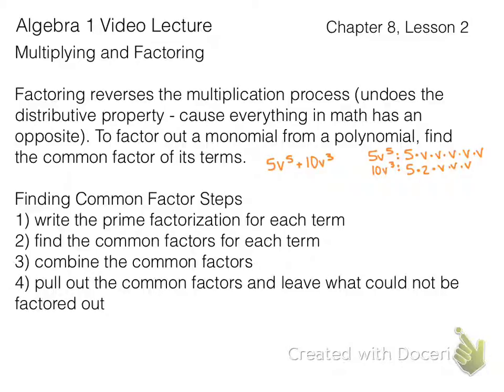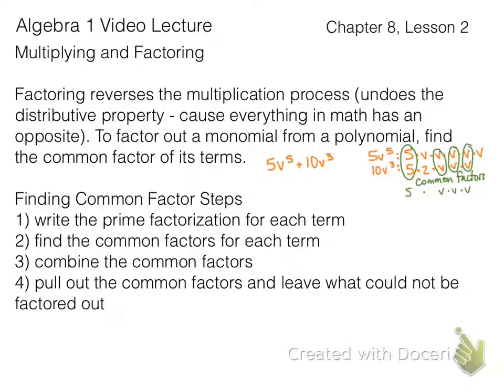Now, I'm going to circle everything that is in common between the two prime factorization sets. So we have a 5 in each, and we have 3 v's in each. So that is the common factors. So it's going to be 5 times v times v times v, which is 5v to the 3rd. All right, so that's what I'm pulling out.